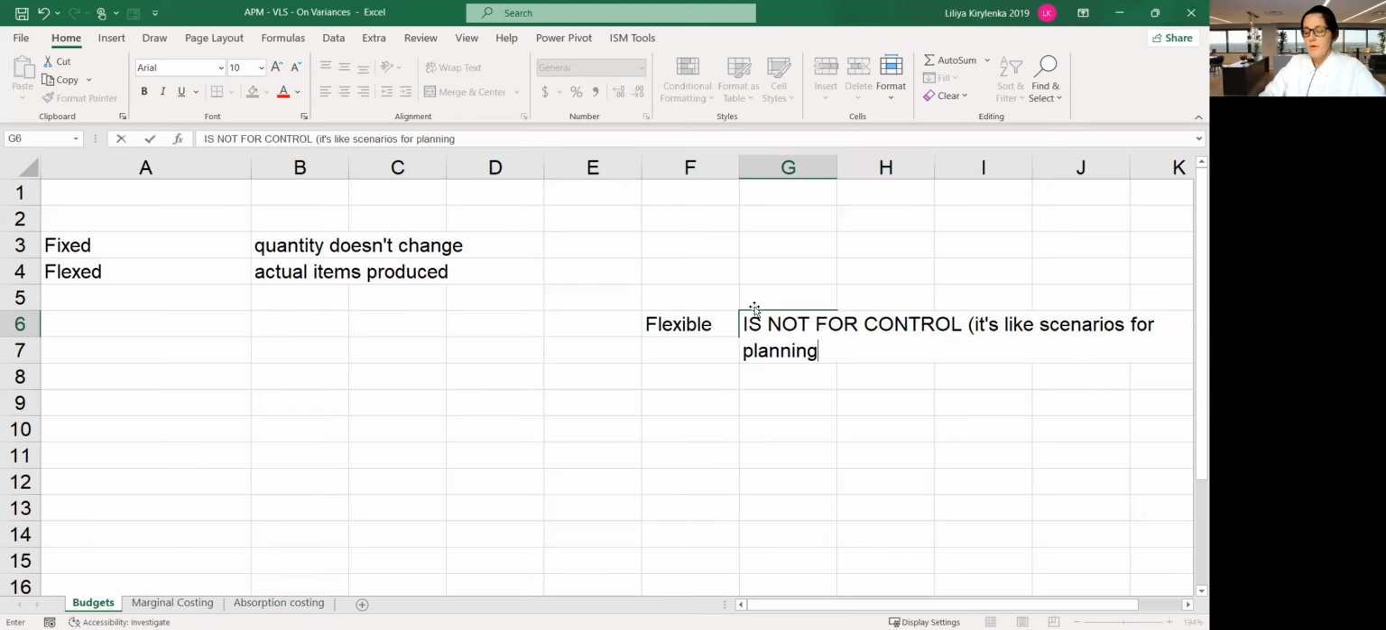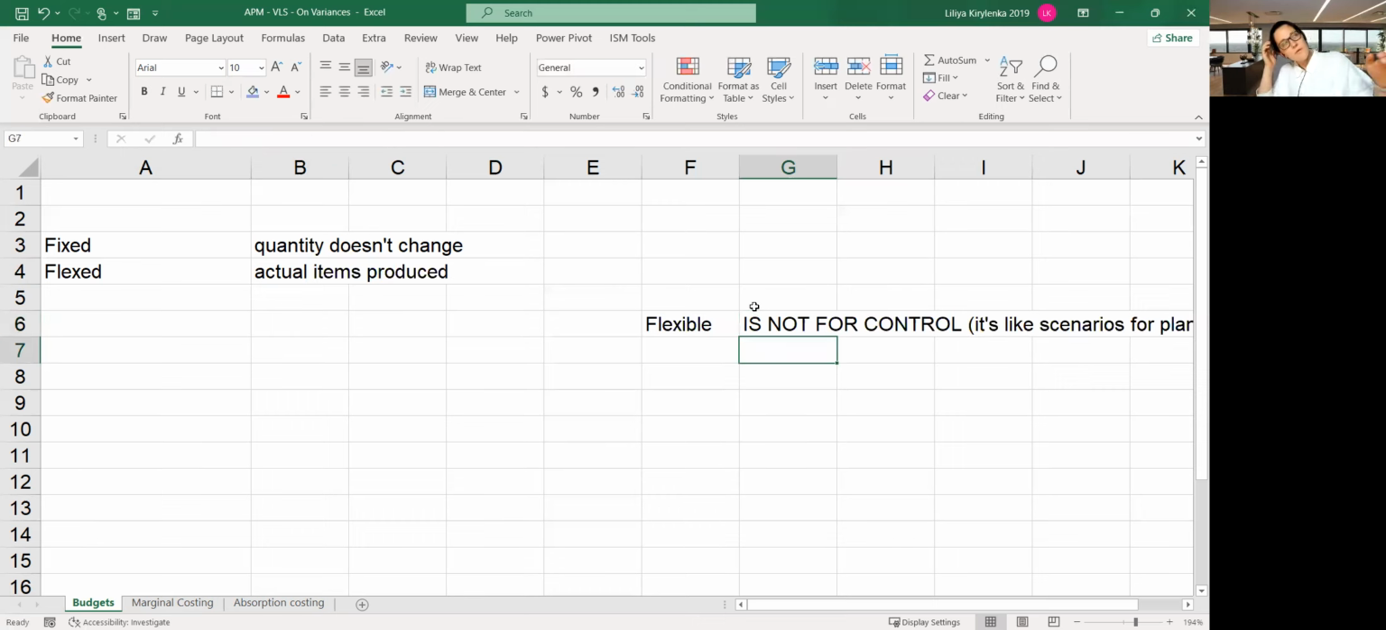So flexible budget means what is going to be the budget if the output is like that, if the output is like that, if materials price is like that. So these are the budgets that change based on changes of variables, and as such, this is flexible. This flexible budget is used only for planning purposes, for risk management purposes. So, for example, best case scenario, worst case scenario, and not for control purposes.